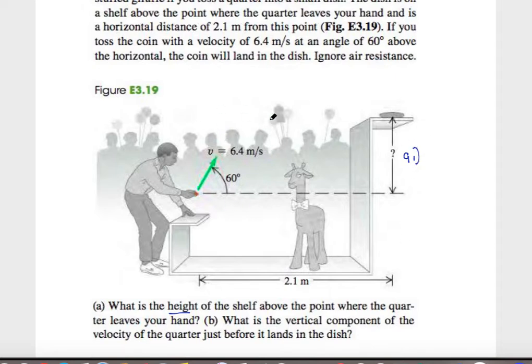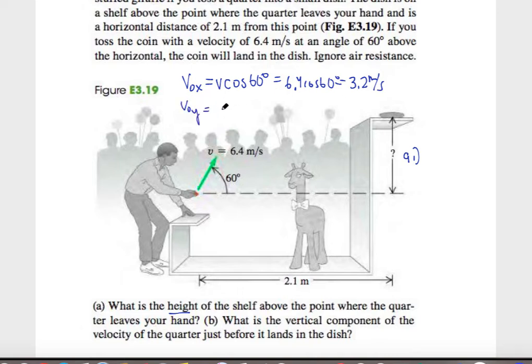Because this is a two-dimensional problem, my first step really should be to find my components, which would be for the x direction, v times the cosine of 60 degrees, which for us is just going to be 6.4 times the cosine of 60 degrees, which, making sure your calculator is in degrees, gives 3.2, and that's meters per second. This is our x direction.